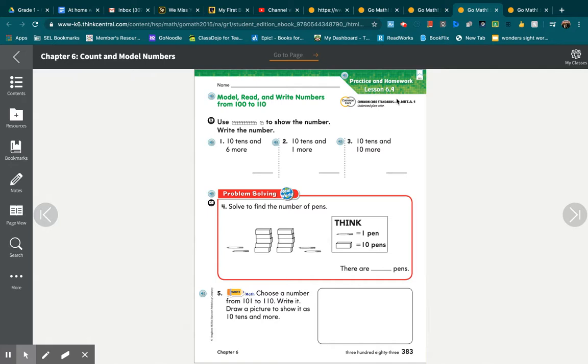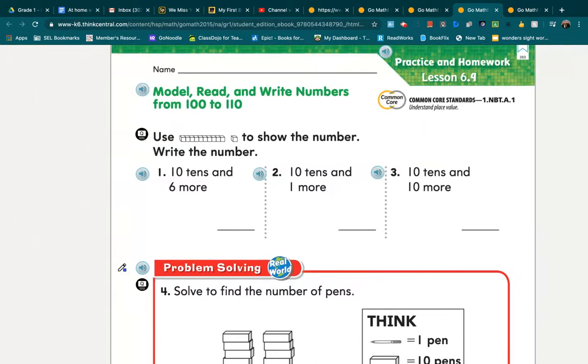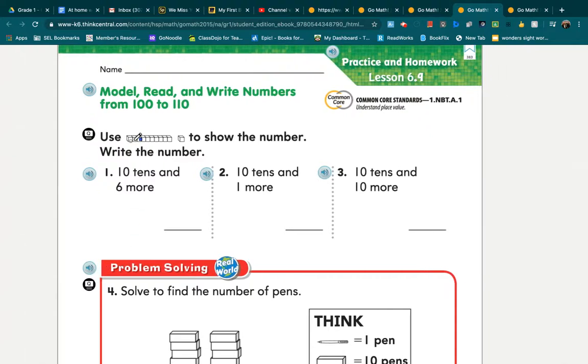So we're going to start here with number 1. And they're asking for us to use sticks of 10 and ones to show the number. Write the number. So we're going to draw a quick picture, and then we're going to write what number the quick picture is showing. It says 10 tens and 6 more.